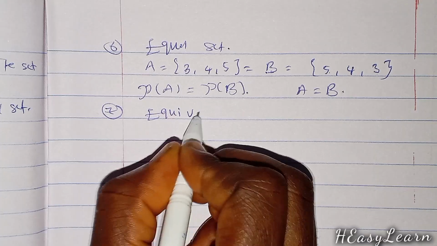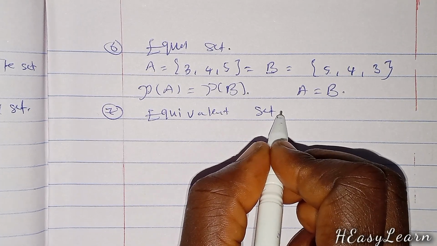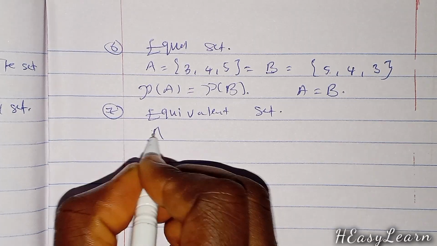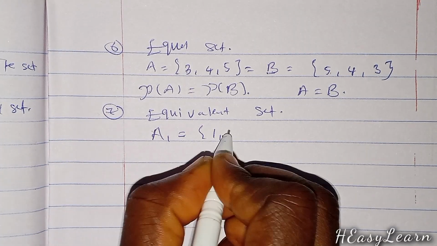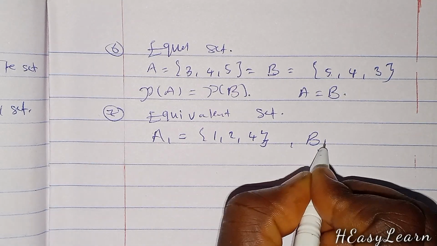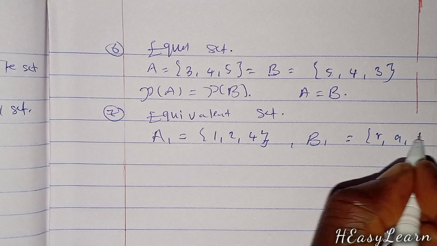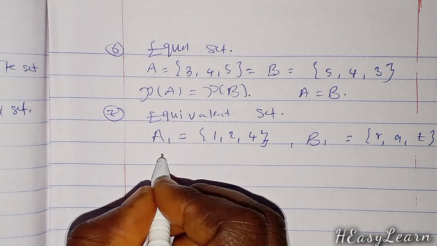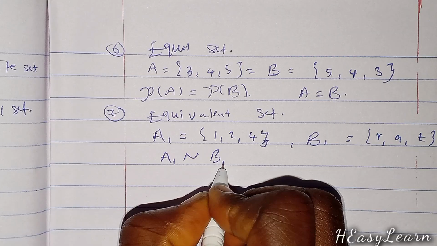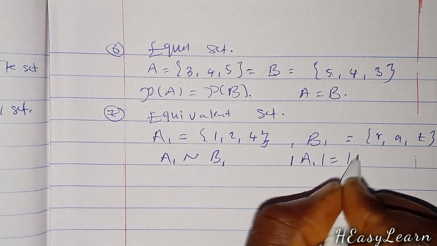The equivalent set is not the same thing as an equal set. Example of an equivalent set: suppose we have A1 = {1, 2, 4} and B1 = {R, A, T}. A1 is equivalent to B1 because they have the same cardinality.